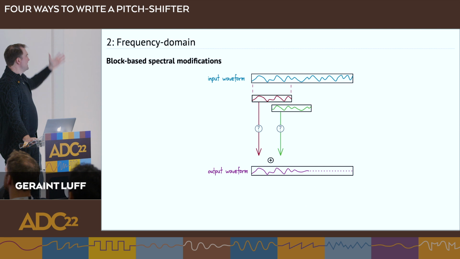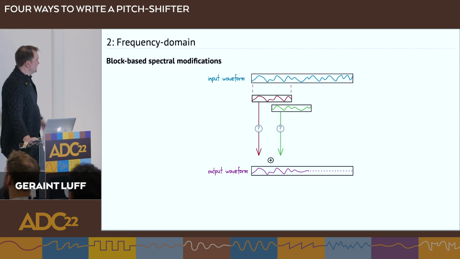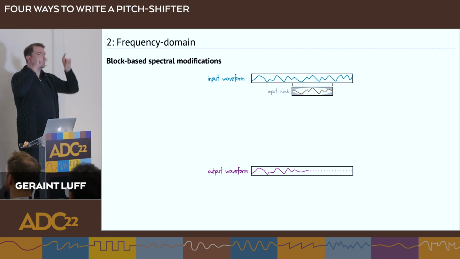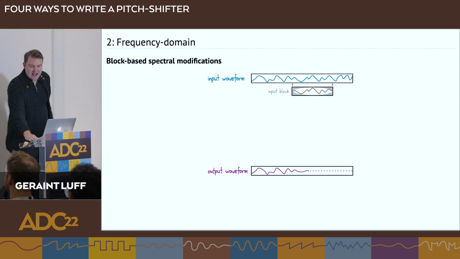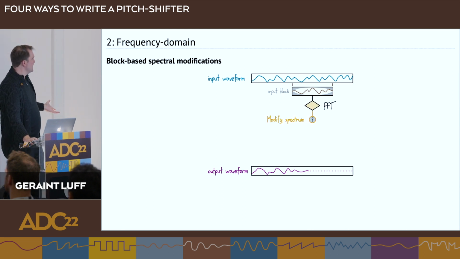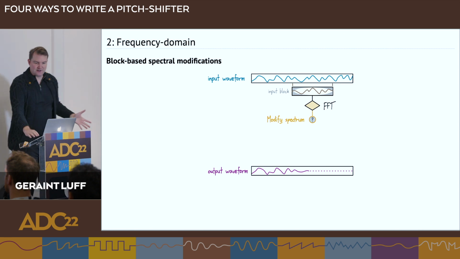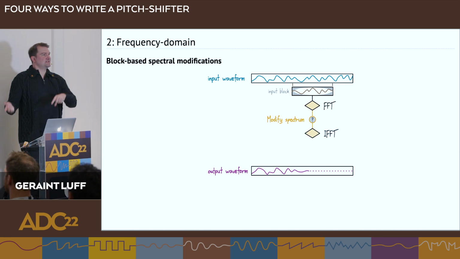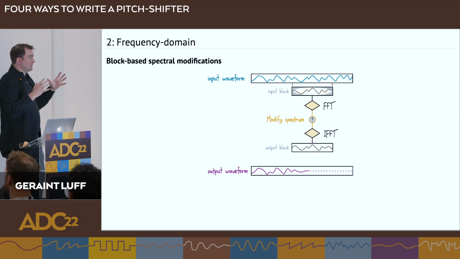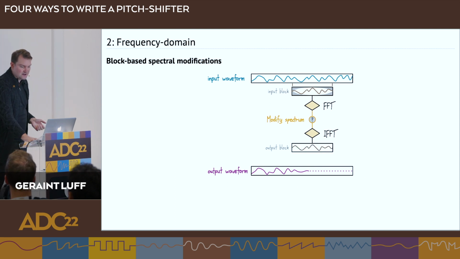Okay, so we've got our overlap add block processing, and we're doing something in the middle. The something is, we'll take our chunk of input, taper it, hand it to the FFT to get a spectrum, then we'll modify that spectrum however we like, hand that to the inverse FFT to get back a chunk of waveform again, which we will then taper and add into the output.